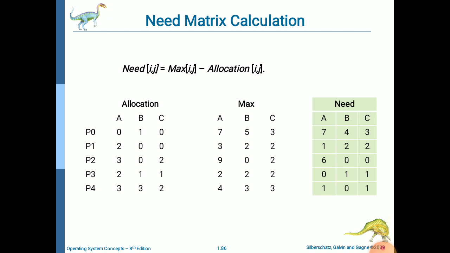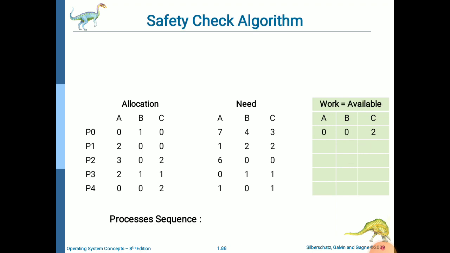P0, P1, P2, P3 need remains the same, but P4 need has changed. Maximum is 433 for P4, and now you pretend that the request has been allocated, so P4 has allocation 332 and its need becomes 101. So this is the need, and available resources are 002. It will look for allocation. Now you just observe as we did previously.